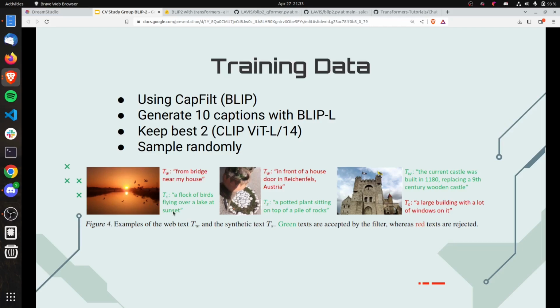So what they're doing is they're also creating synthetic captions using the BLIP model, actually BLIP-L. And then, for example, they get a flock of birds flying over a lake at sunset. And they're actually creating not just one caption, but 10 synthetic captions. And then they keep the best two of them. So what does the best mean? Right, to find the best ones, they're actually using the text-image similarity from this CLIP model here.